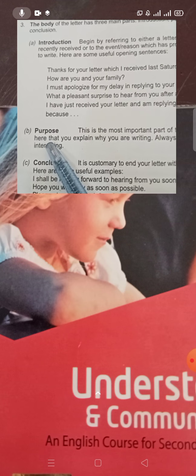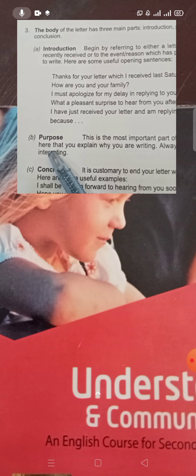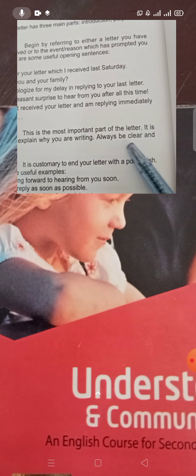Next, part B, point number 2, purpose. This is the most important part of the letter.